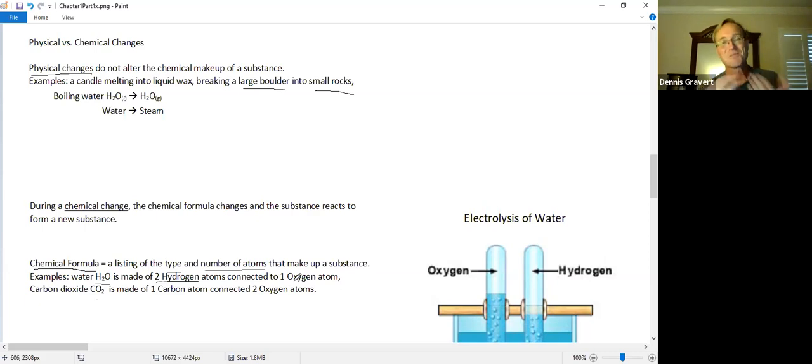hydrogens. One of those gas molecules we exhale is a waste product, carbon dioxide. 1 C and 2 O's. So here's a chemical formula, CO2. Cool.